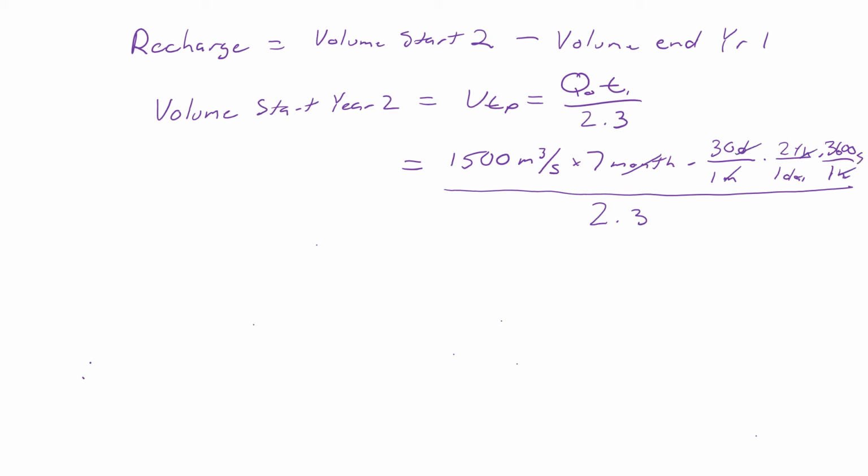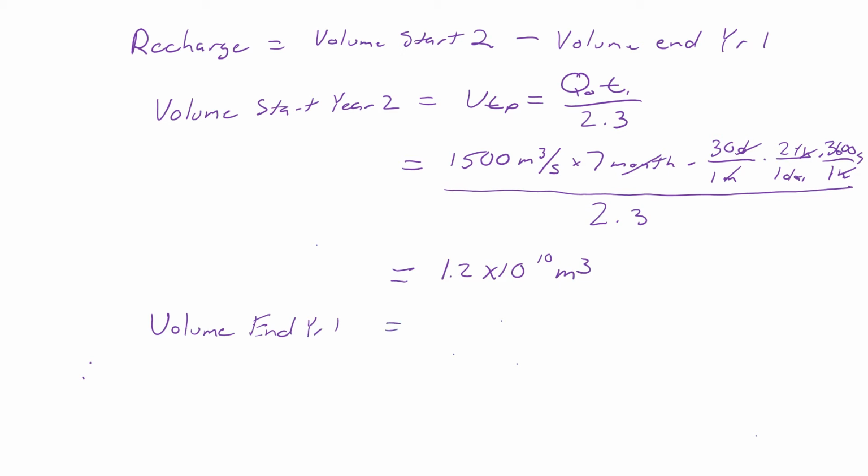So months cancel, days cancel, hours cancel. We're left with seconds. And when I multiply this out, let's see what I get for answer. I actually got 1.18, but I'm just going to round it to 1.2 times 10 to the 10th meters cubed. Okay. That's the volume at the start of year 2.